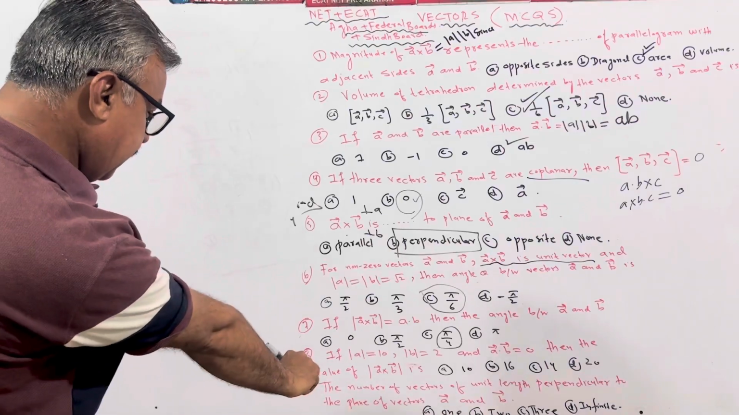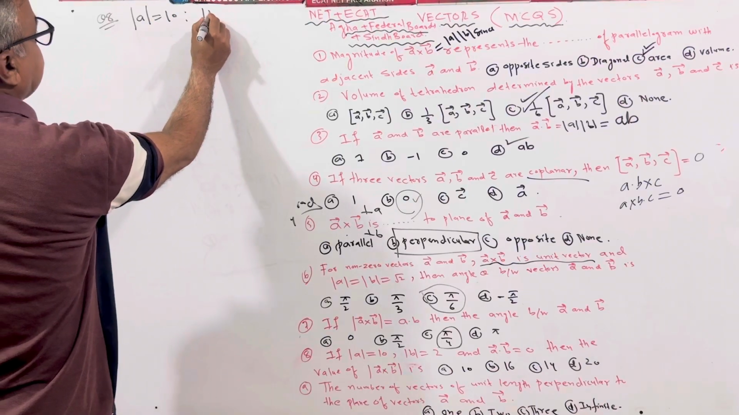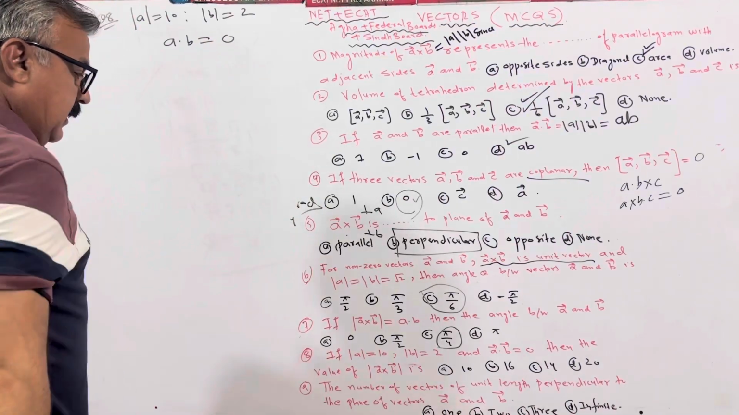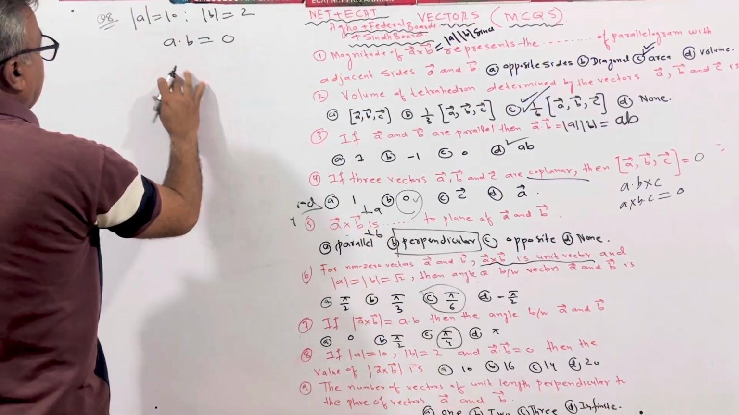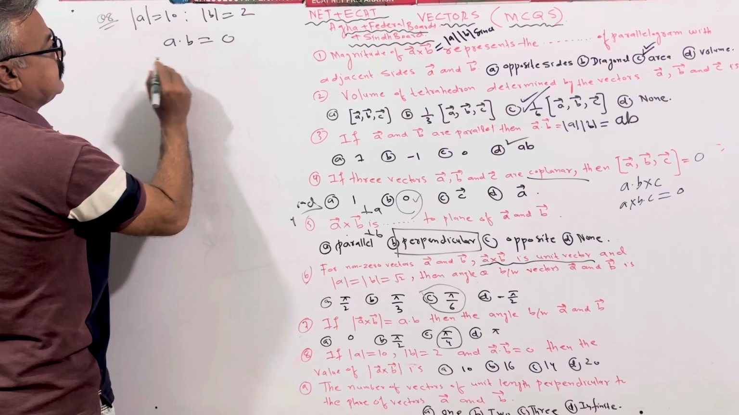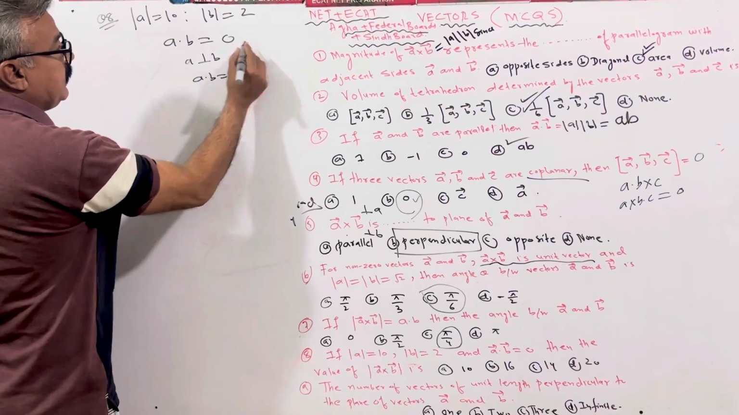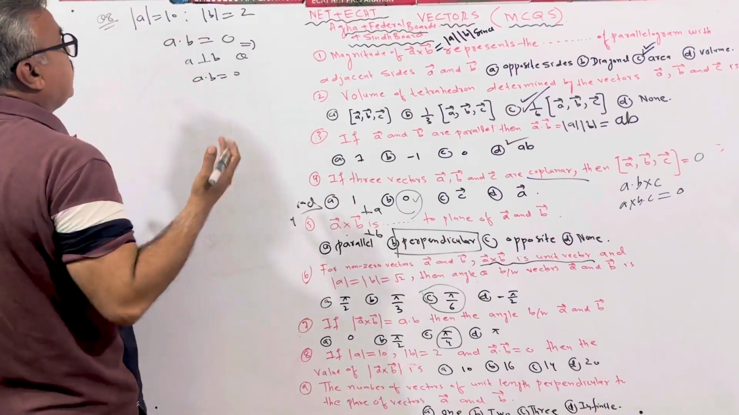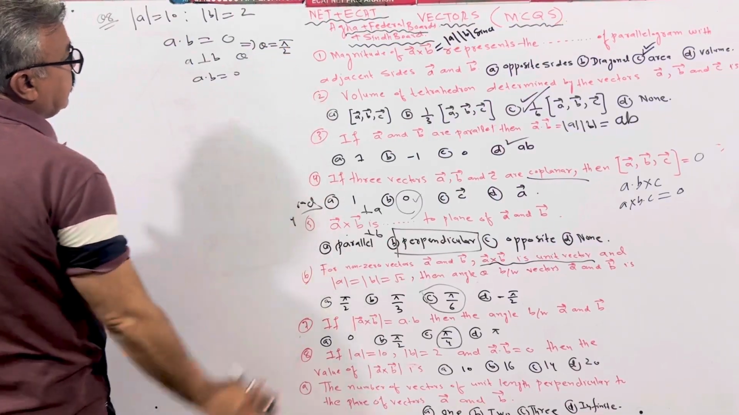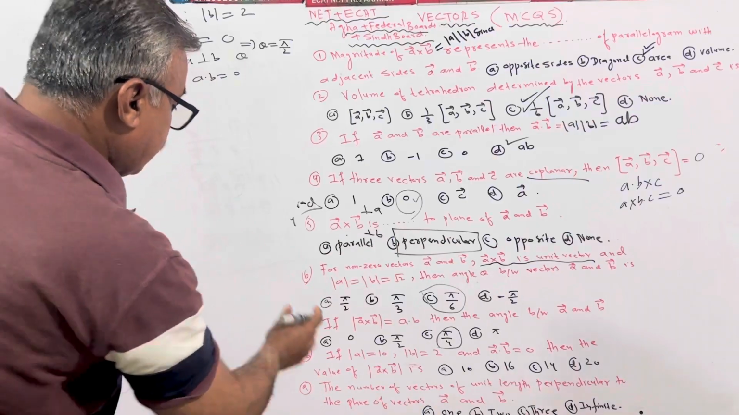Mod A is 10, the magnitude of B is 2, and furthermore, A dot B is equal to 0. The magnitudes are given. When two vectors are perpendicular, their dot product is 0. If A is perpendicular to B, then their dot product is always 0. From this one can deduce that theta is 90 degrees or pi upon 2 radians. Now we are asked to find the magnitude of A cross B.